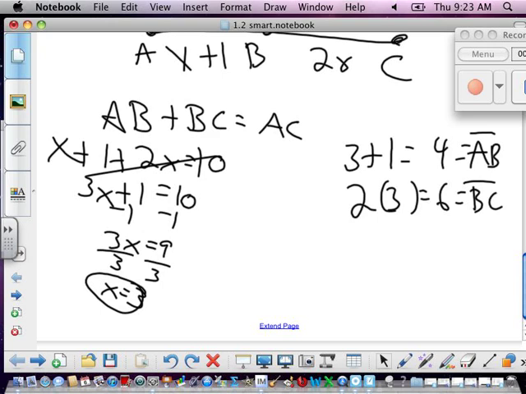Okay, all right. We're still working on people getting books and people signing their names on the sheet. So I want you to get out your handy dandy notebook.